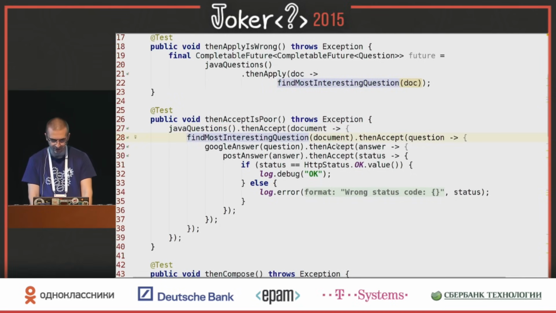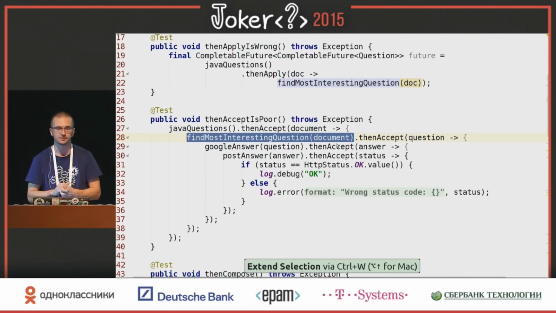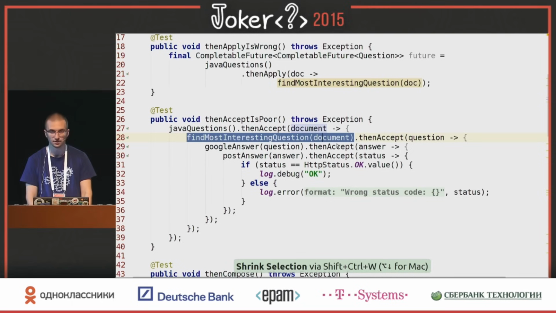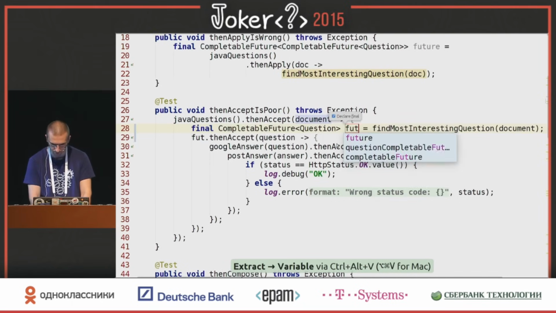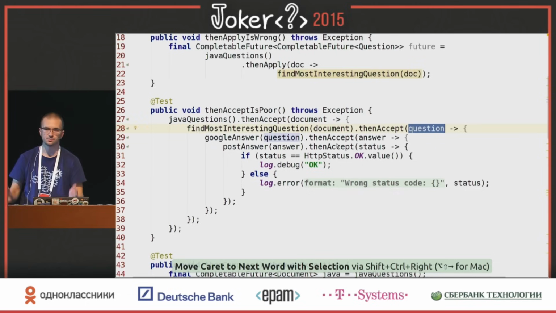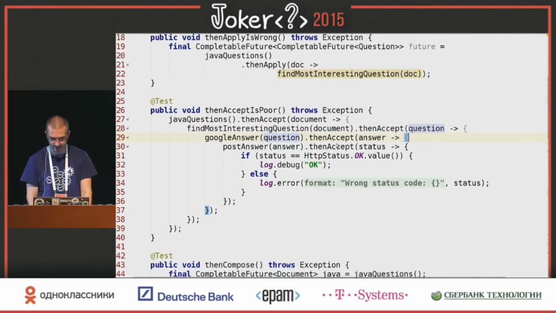So what I'm doing right now is calling, okay, find me the most interesting question in that document. And this one returns me a future. So this has a type future. I can just extract it quickly for you, right? This is a future of question. So what I can do right now is call then accept again, this time with a question. So now I have a nested callback that takes the result of that transformation and does something.